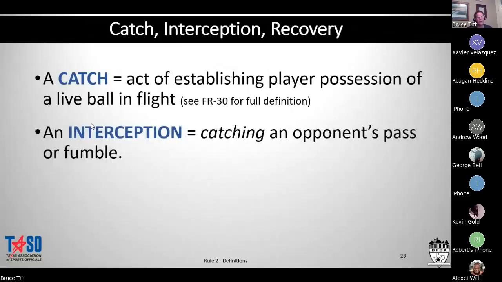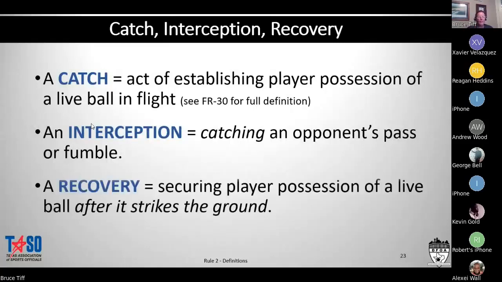A recovery is securing player possession of the live ball after it strikes the ground. This is something that you have to understand. Recovery always implies that the ball has hit the ground or strikes the ground. That's important to know, especially when you're reading the rules and when you're taking tests. A lot of people get confused by catch or recovery.